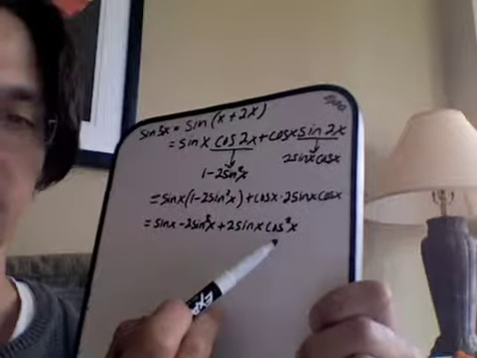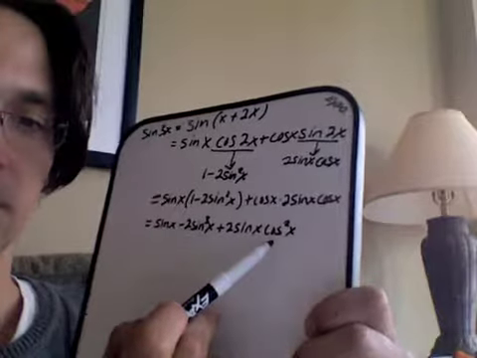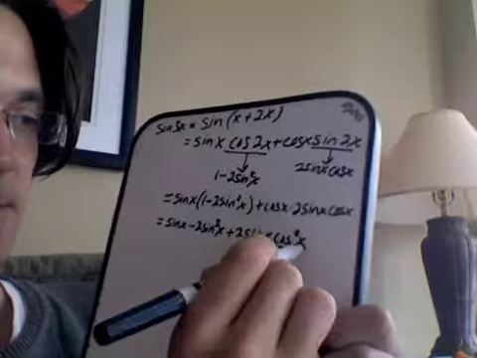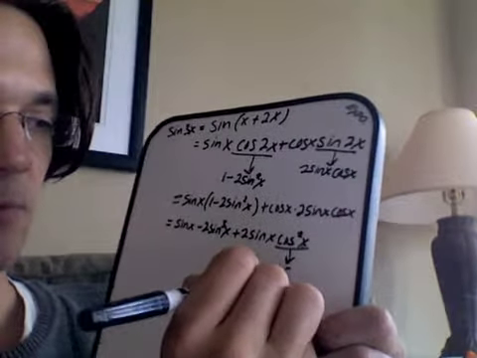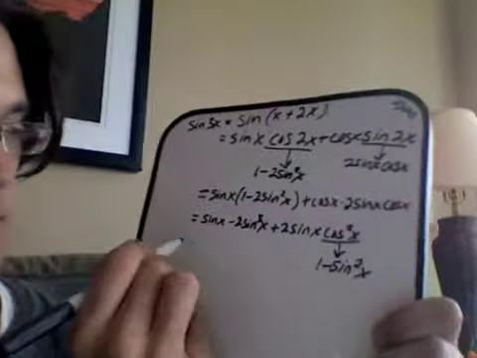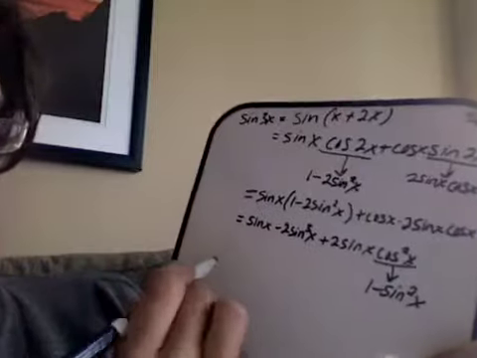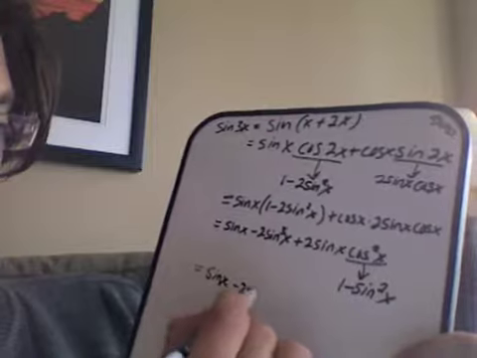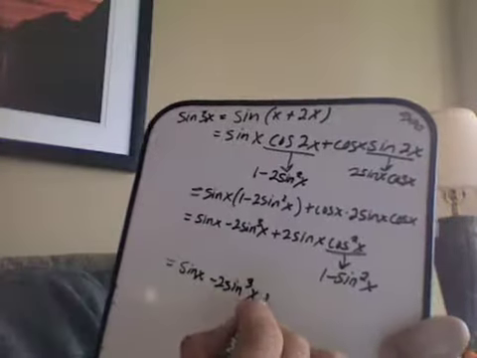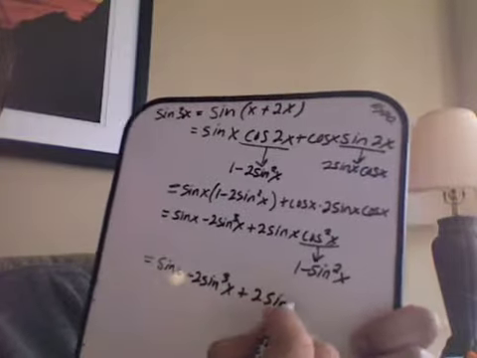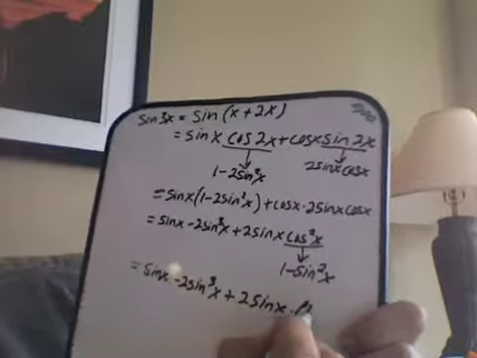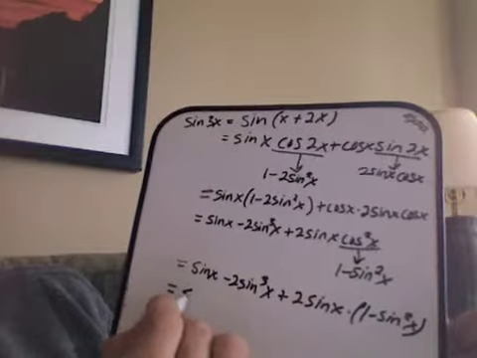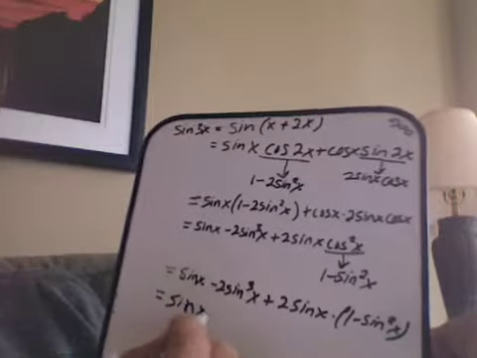So how can I turn this cos squared x into a sine? Something to do with sine of x. Right, we've got the Pythagorean identity. This we can write as just 1 minus sine squared x. So doing that, we're going to end up with a nightmare. Over here is just sine x minus 2 sine cubed x plus 2 sine x times 1 minus sine squared x. So I think it will simplify a little bit in the end.